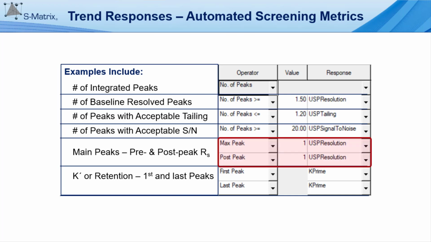Trend responses also automatically track peaks indirectly through their area. The max peak 1 operator represents the largest peak in the chromatogram, and here we've configured the max peak operator to report the resolution of the largest peak, and also the resolution of the immediately post-eluting peak to the largest peak. Trend responses also track and identify the first peak and last peak in each chromatogram, so any response data of interest can also be obtained automatically for those peaks.